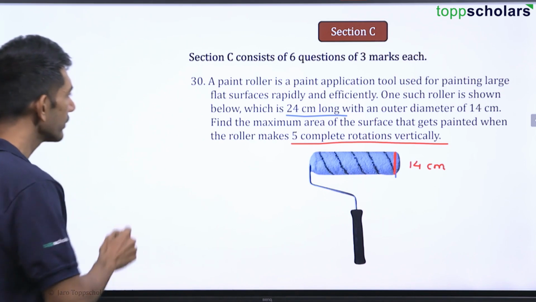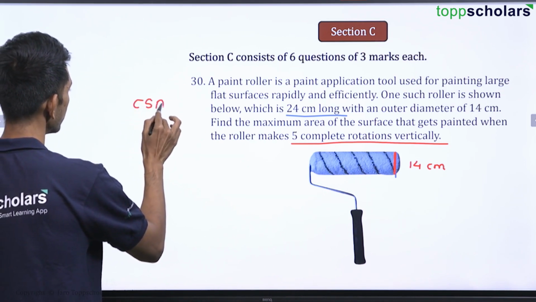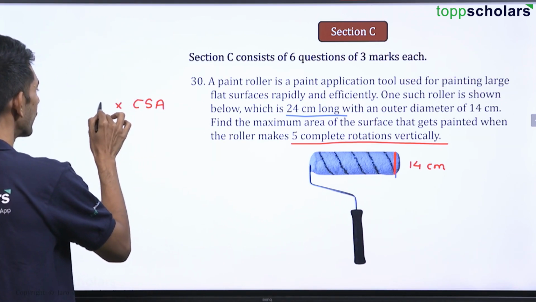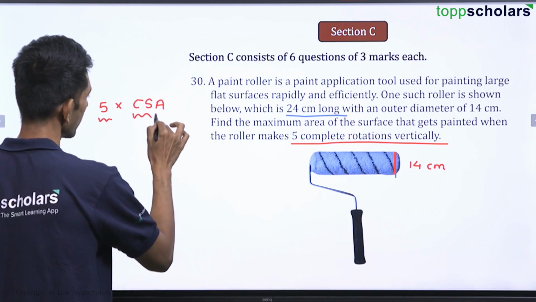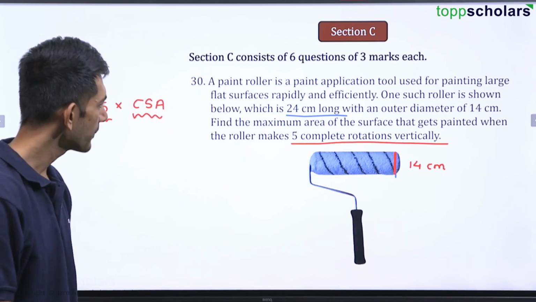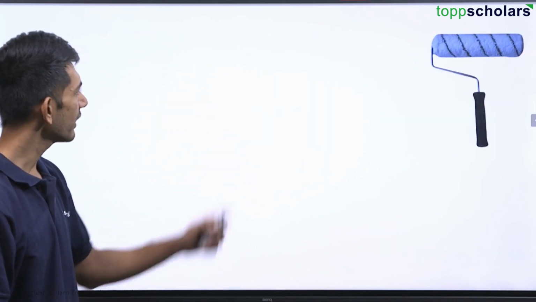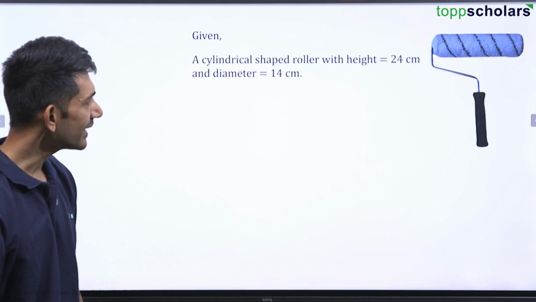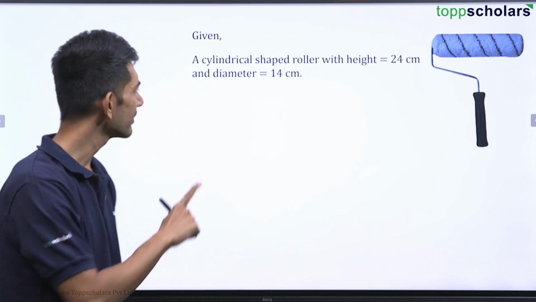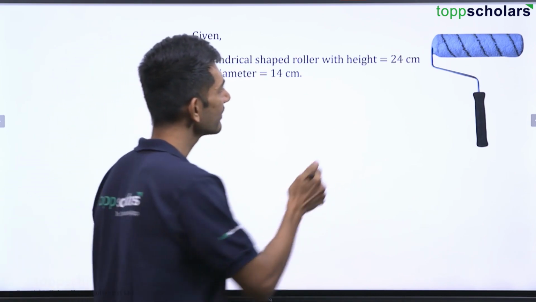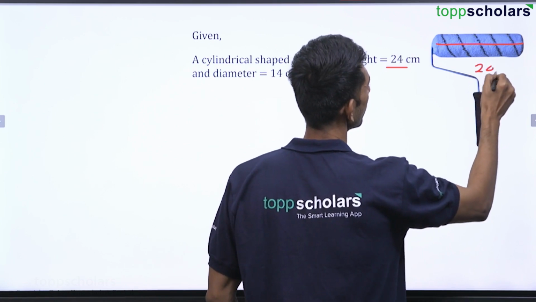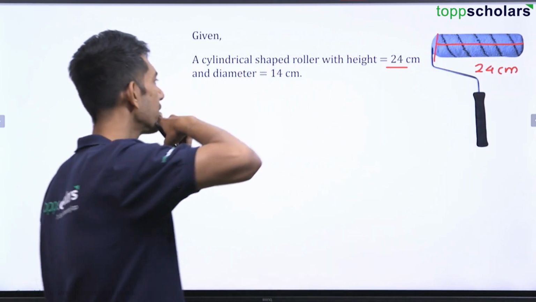So here what we will do is we'll find out the curved surface area, and we are rotating it how many times? We are rotating it 5 times. So we are going to multiply curved surface area with 5. So 5 times curved surface area is the answer to this, right? So let's begin with the solution. So here we have the roller. What is given? It is given that the roller is in the shape of a cylinder, right? That's how a roller is. All of you must have seen this at your homes as well. And the height is given. The height is how much? 24 centimeter. This height entirely is 24 centimeter. And the diameter, as we have discussed before, is 14.